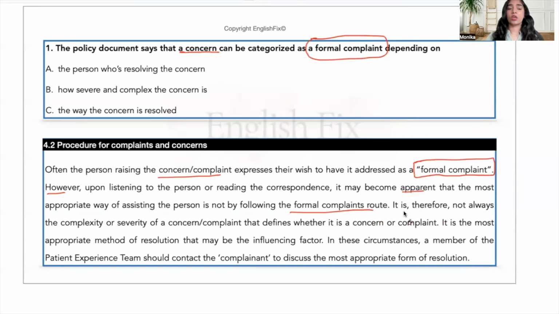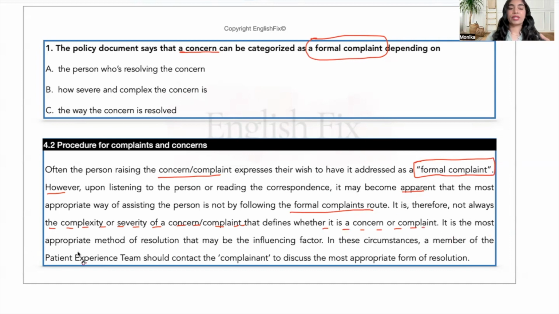It is therefore not always the complexity or severity of a concern or complaint. That means it does not matter how severe, how difficult, how problematic your concern or complaint is, but rather what defines whether it is a concern or complaint. Okay, so from here, they have told me what cannot very clearly be used as an answer. Very clearly, they've told me that if you are thinking that, oh, the complexity or the severity of a concern or complaint is going to make it a formal complaint, that is not true. So that's good. So I already know what I can eliminate.